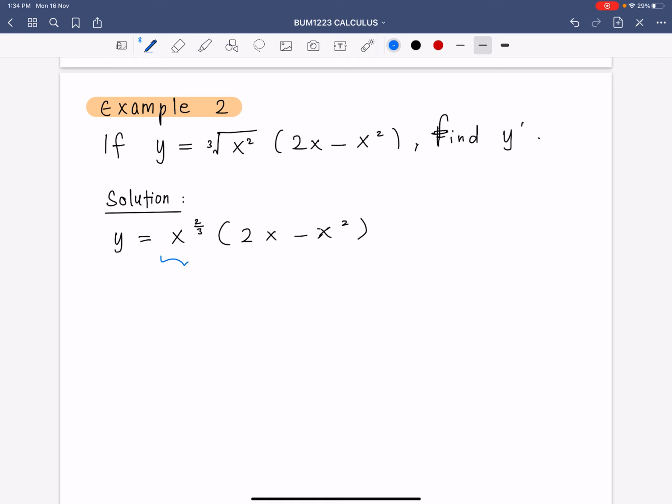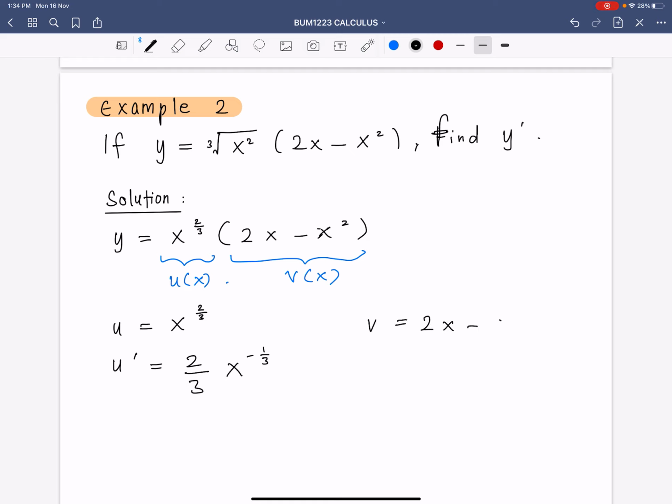where y is in the form of u(x) multiplied with v(x), where our u in this case is x to the power of 2/3. Therefore, u' equals 2/3 times x to the power of 2/3 minus 1, which is negative 1/3. Our v equals 2x minus x squared. Thus, v' equals 2 minus 2x.